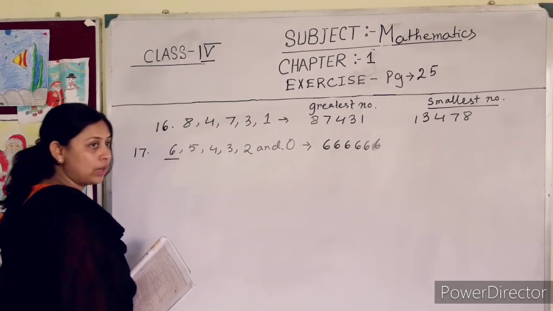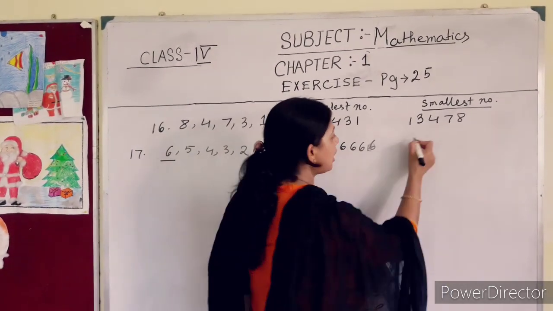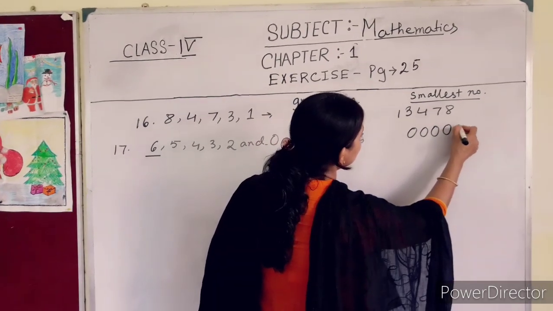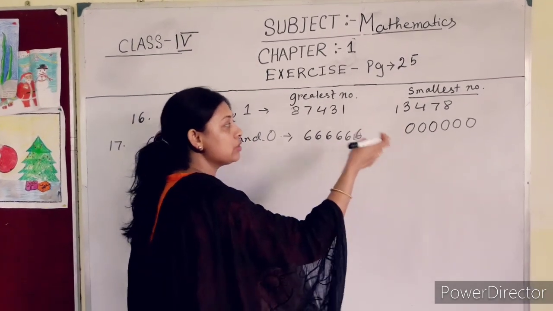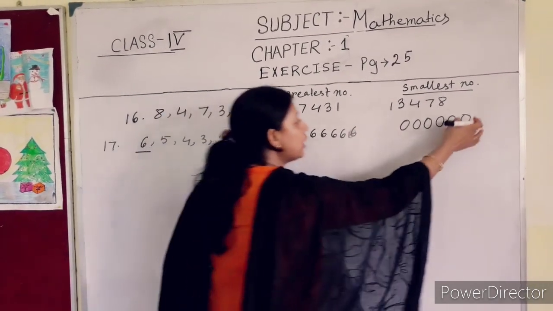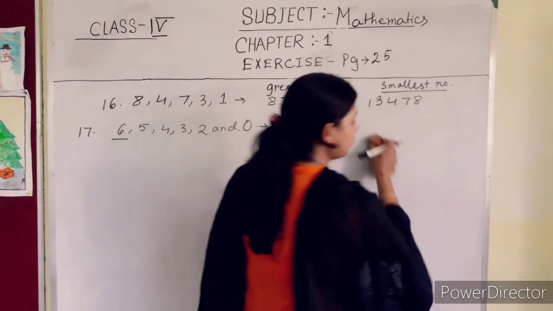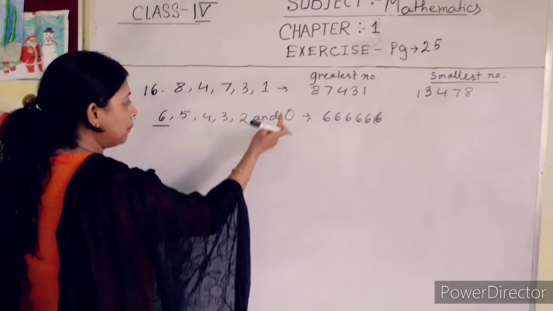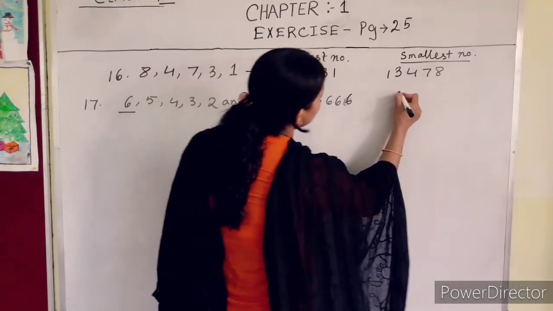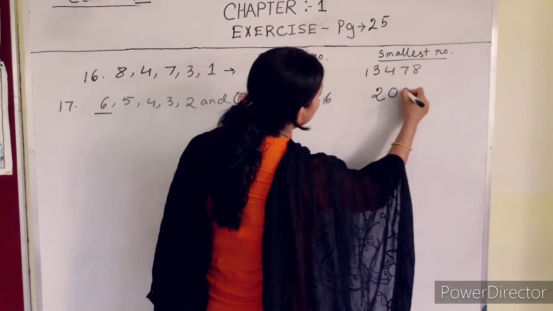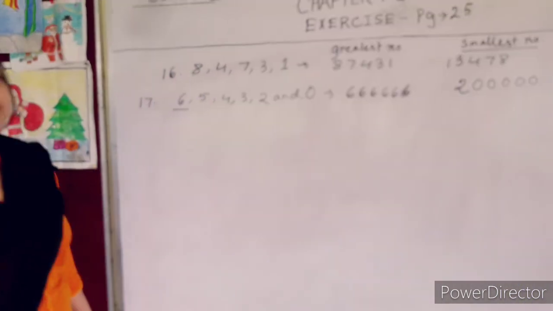When you form the smallest number, which one is the smallest digit? You have to repeat that one. But here 0 is the smallest digit, so you cannot repeat the 0 six times, because when you repeat 0 six times, you cannot form any number, since 0 has no value. So that is wrong. After 0, which one is the smallest digit? Here 2 is the smallest digit. So first write down 2, after that you put 0s. 200000 is the smallest.